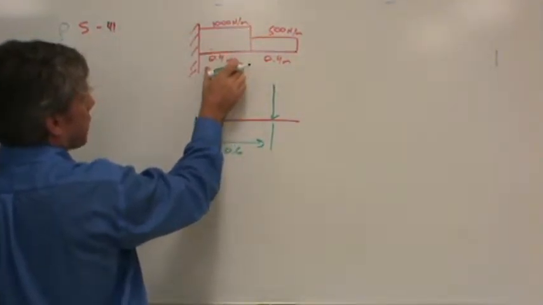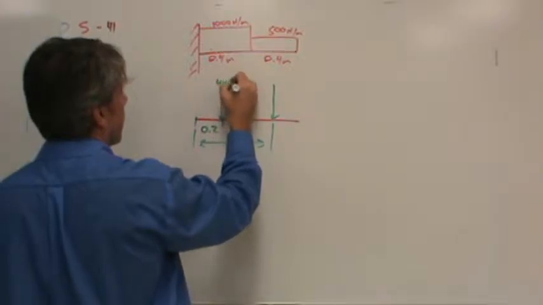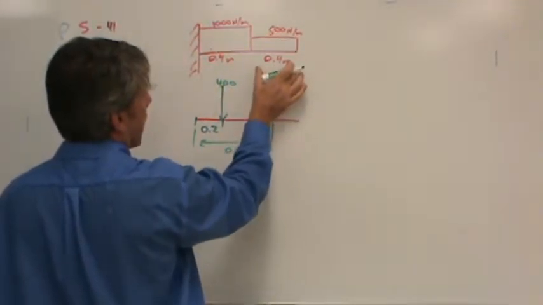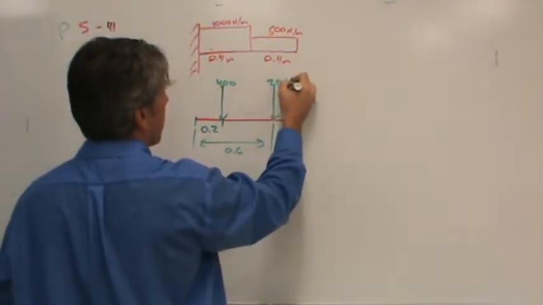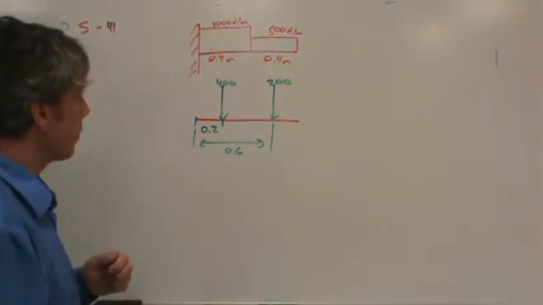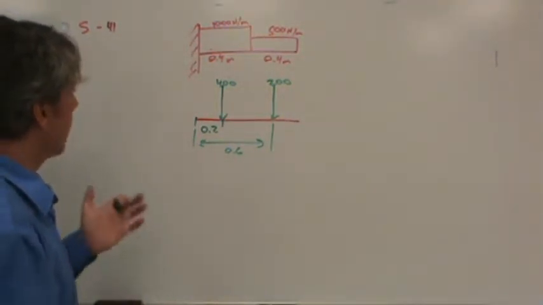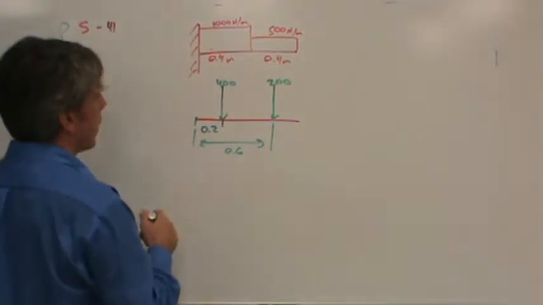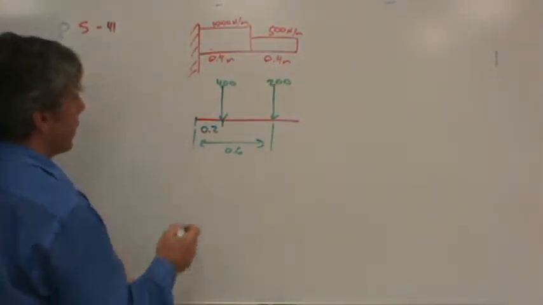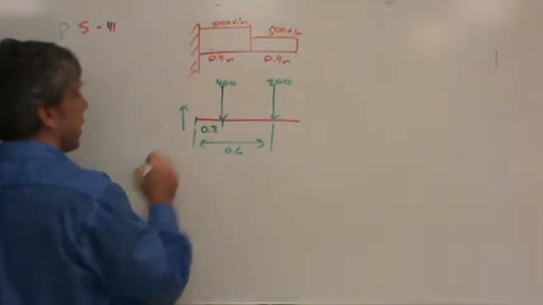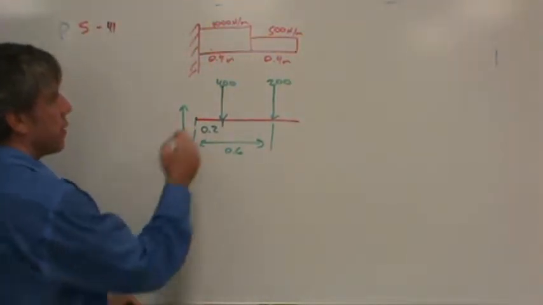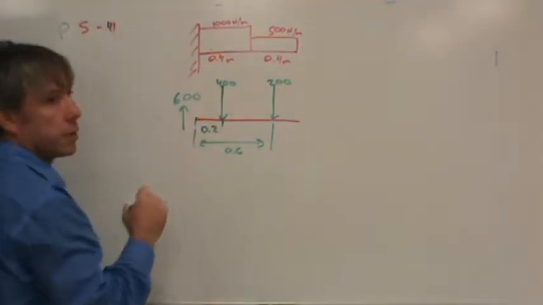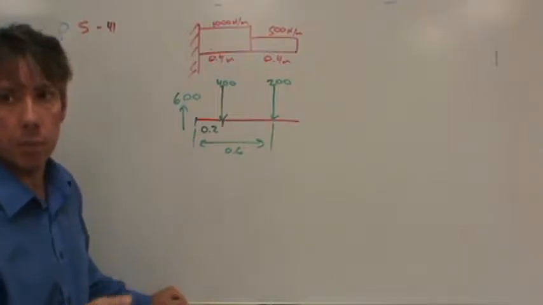Because again, I'm going to take a resultant. So 1,000 times 0.4 is 400. And 500 times 0.4 is going to be 200. Okay? And so there's the resultant loads and where they act. Well, what would you have to do? Well, you'd have to apply a force in this direction of how much? 600. Right? You can do that in your head.